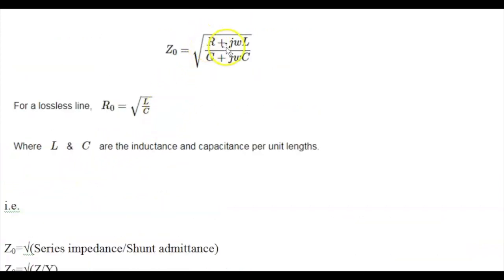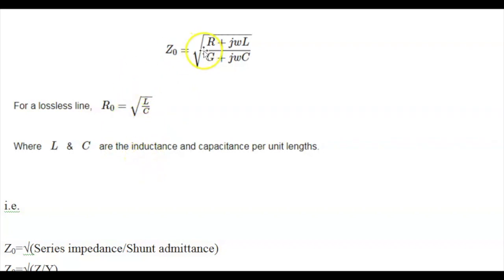Then we can substitute the values of Z and Y. We get Z0 is equal to square root of R plus j omega L divided by G plus j omega C. And for lossless line, we have already seen that it becomes an LC circuit when R and G are ignored. So we get Z0 is equal to square root of L by C, where L and C are inductance and capacitance per unit length.